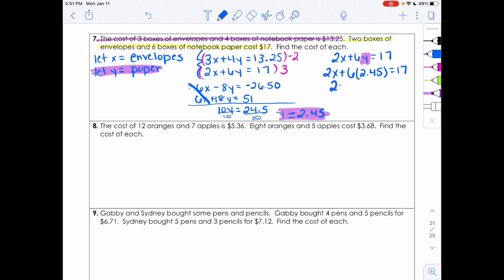So 2x plus 6 times $2.45 is $14.70 equals 17. 2x equals 17 minus $14.70 is $31.70. Divide both sides by 2. And I find that x equals $15.85.